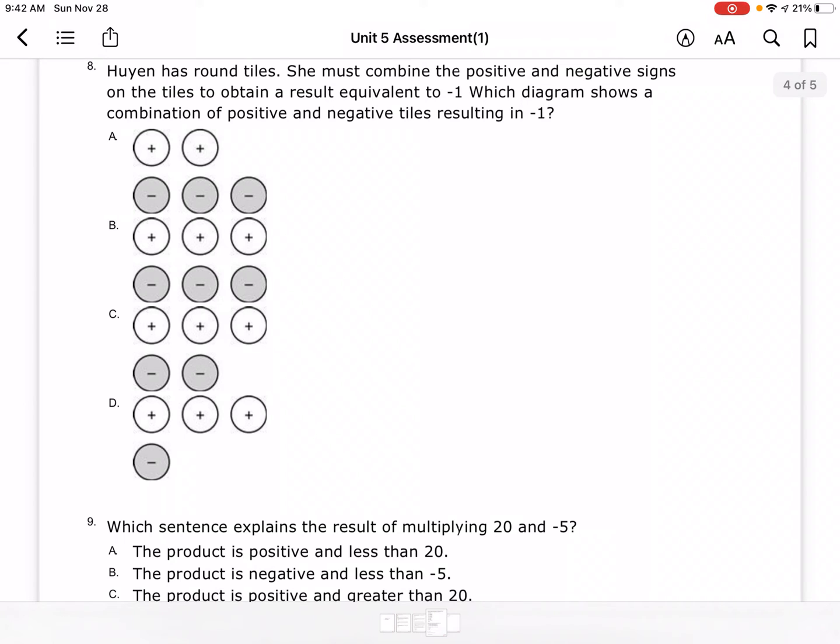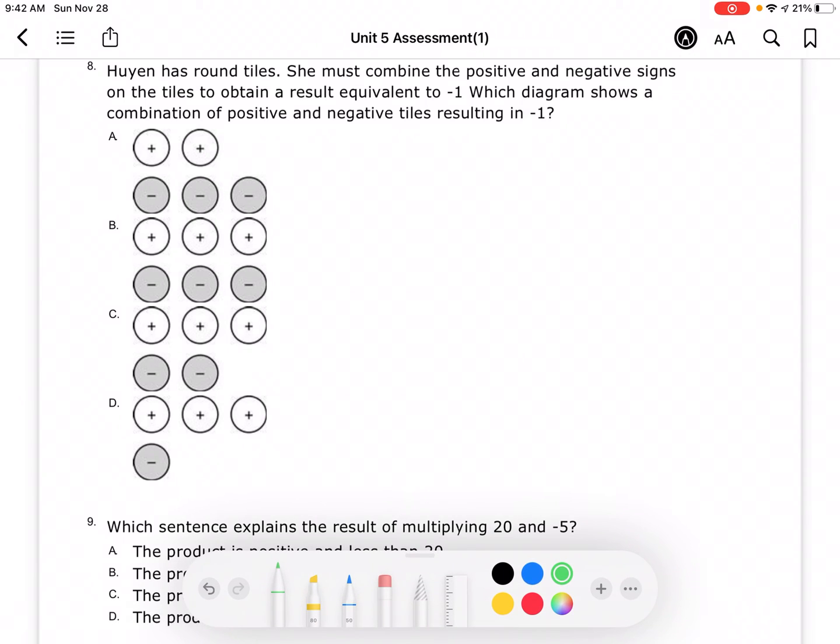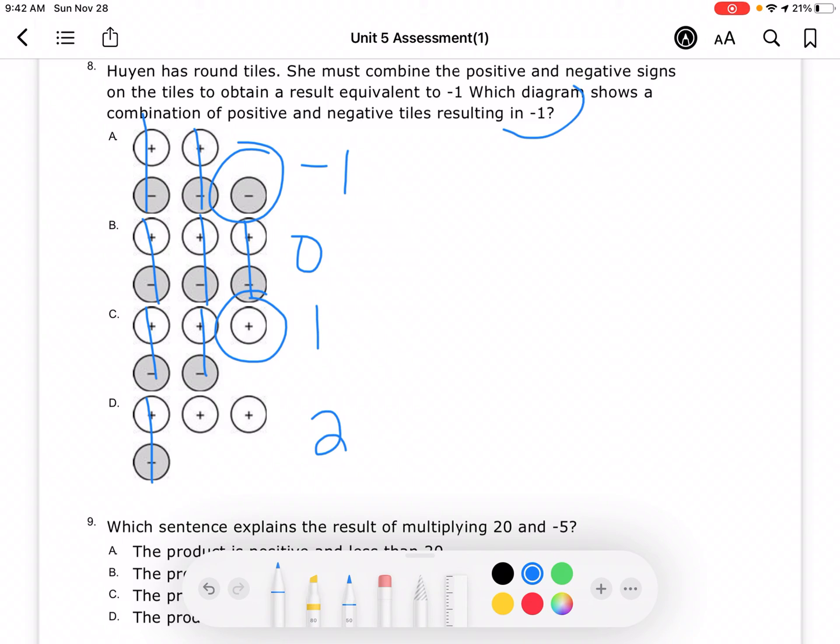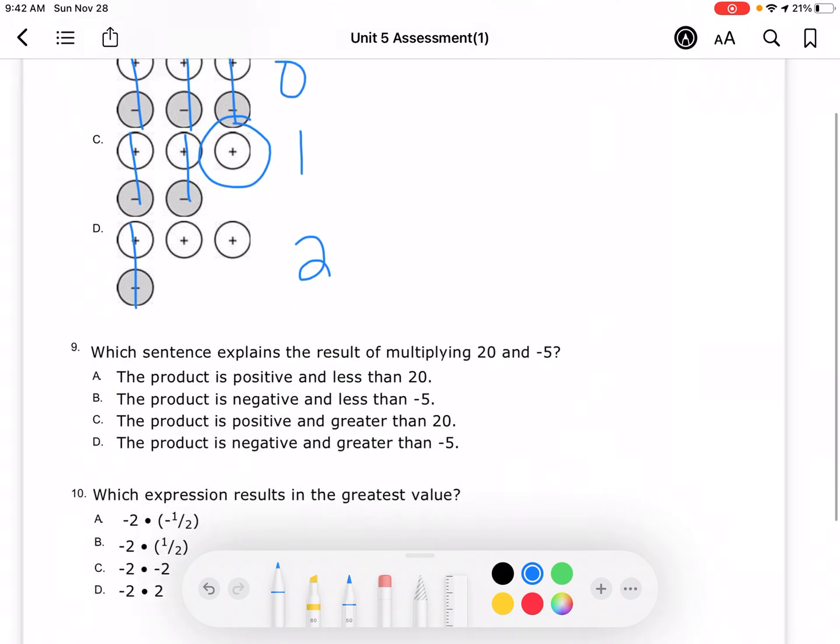Hyan uses round tiles. She must combine positive and negative signs on the tiles that result in a -1. Which diagram shows a combination of positive and negative tiles resulting in a -1? Okay, so remember, a positive and a negative make 0, so I'm left with -1. Positive and a negative make 0, so that's 0. Positive and negative, that's a +1. Positive and negative, that makes +2. So they wanted a -1, so that's A.